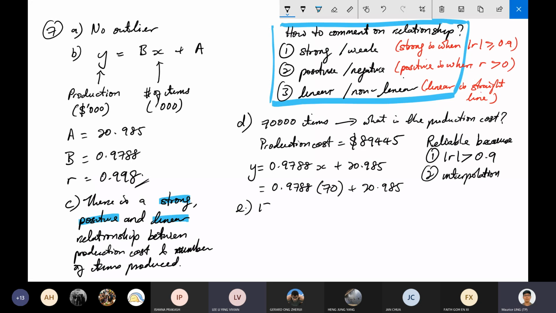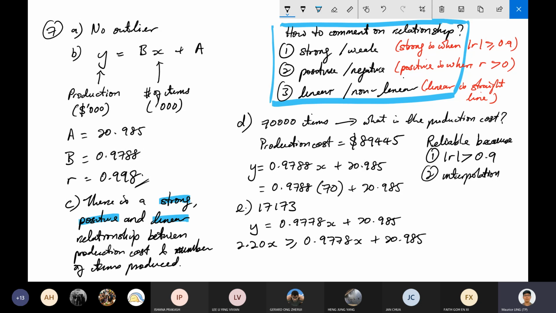17173. Correct. It's 17173 items. Okay, why? So the production cost y is 0.9788x plus 20.985. The selling price is 2.20 times x. It has to be more than or equal to the production cost, 0.9788x plus 20.985. So you calculate x is more than or equal to 17.1726 thousand. Therefore, you need at least 17173 items. So that's the answer.